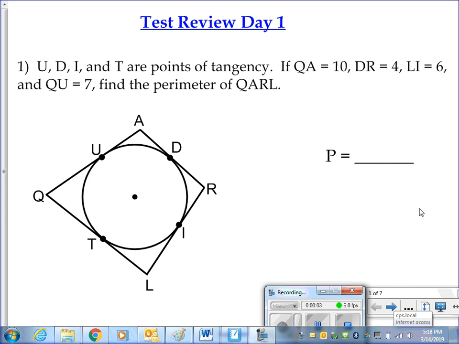Hey guys, so tonight we're just going to do a few questions that'll help prepare you for your test. So this is test review day 1. I'm going to go ahead and put the answers up before I start each problem. This way if you get the answers correct, you can just go on to the next problem.